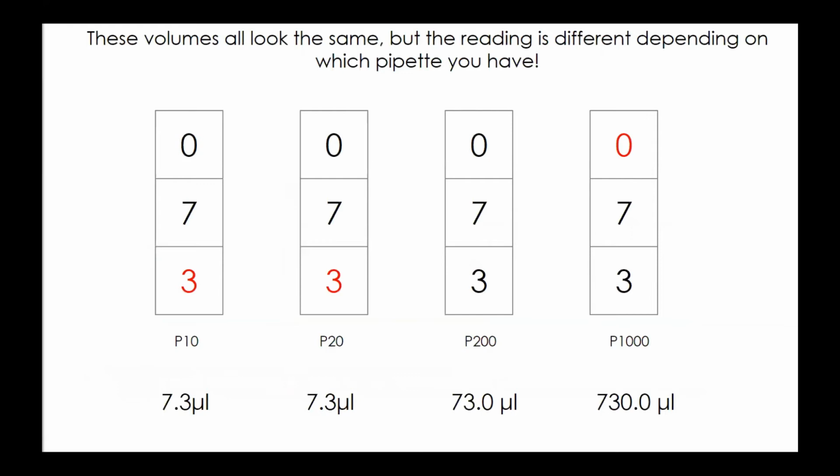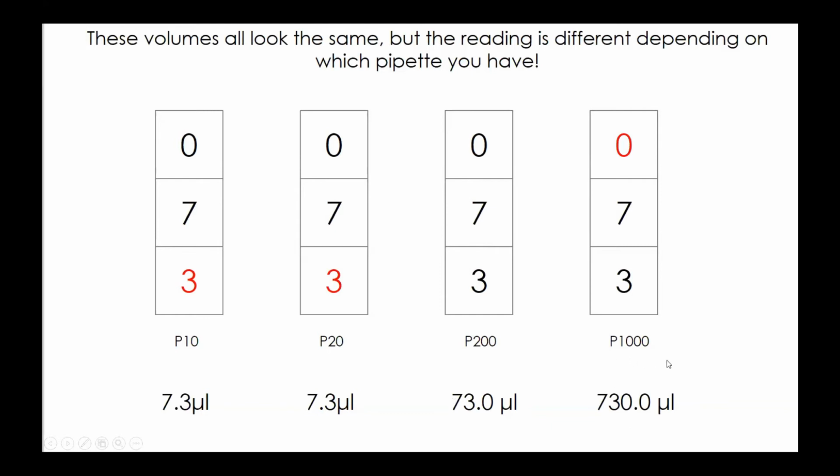On the previous slide, we noted that we all have the same volumes. The reading will be different depending on which pipette we have. These all appear to be set at some version of 73, but you can see that for both the P10 and the P20, we're looking at 7.3 microliters. For the P200, this is the hundreds place, there aren't any. Tens place, ones place, this should be 73 microliters.